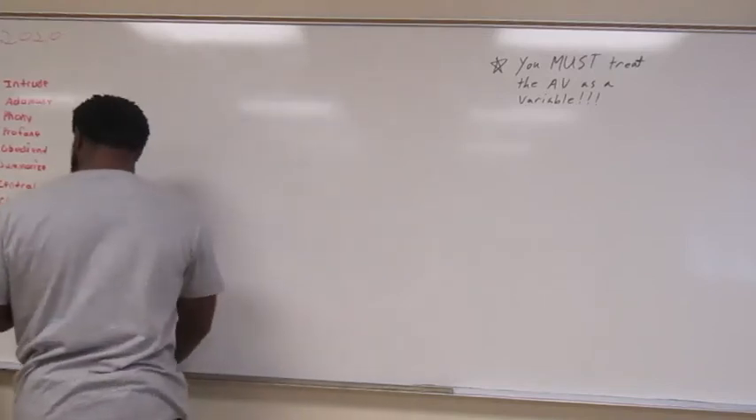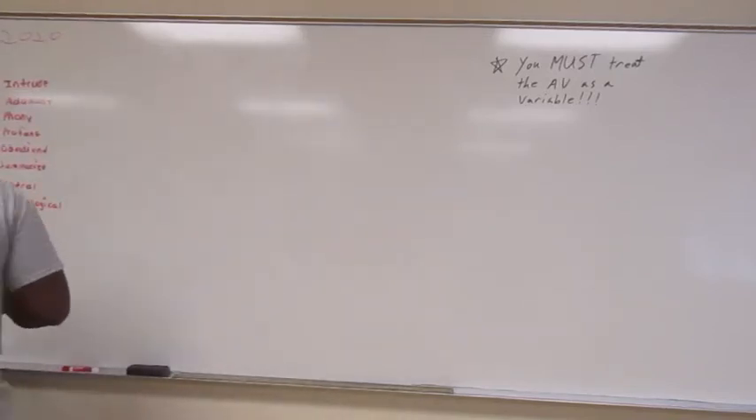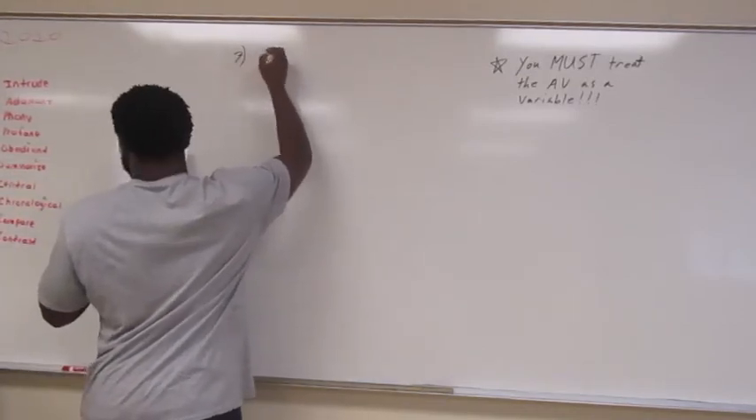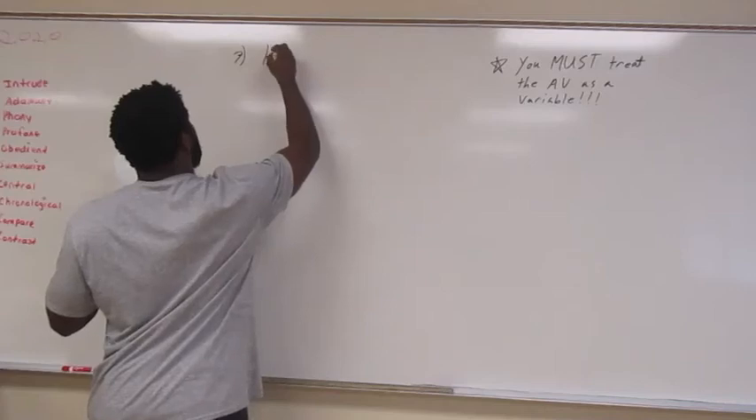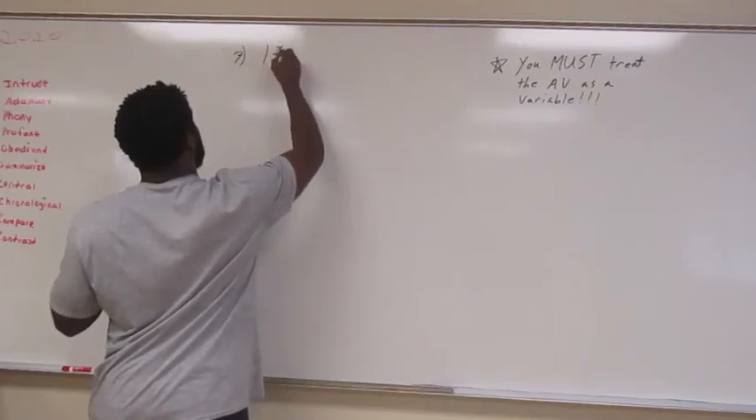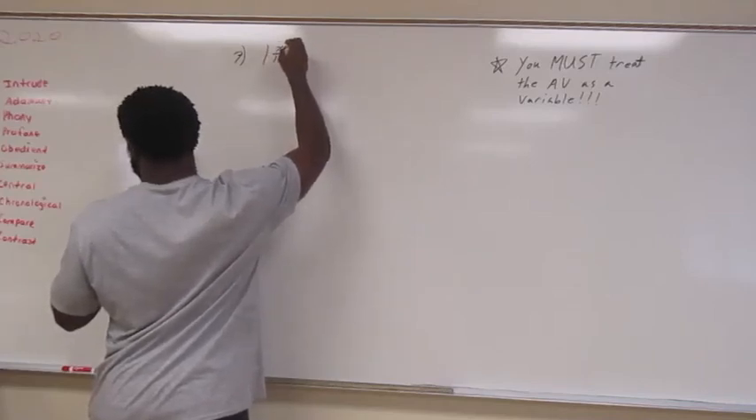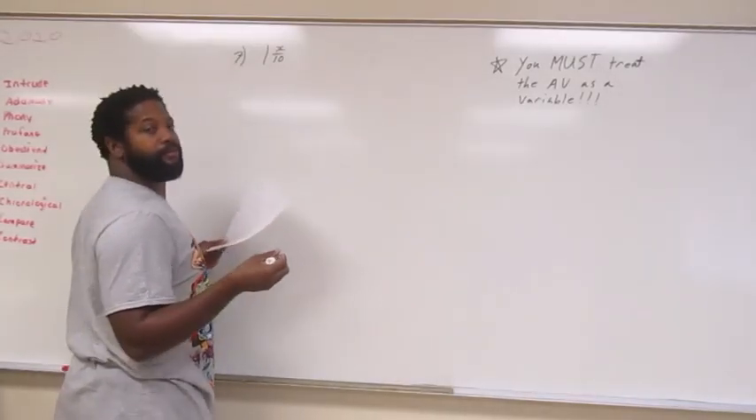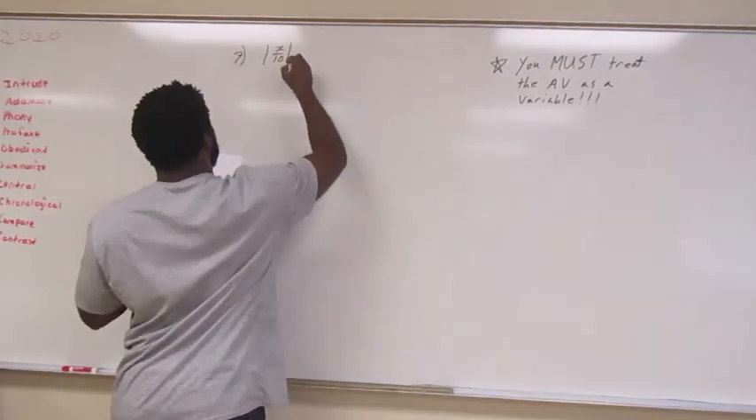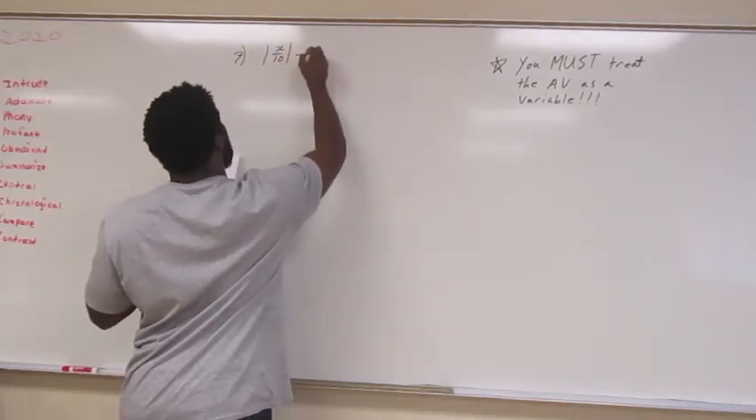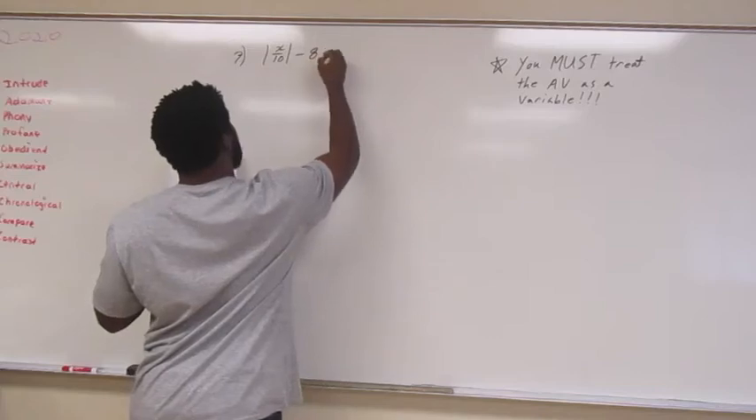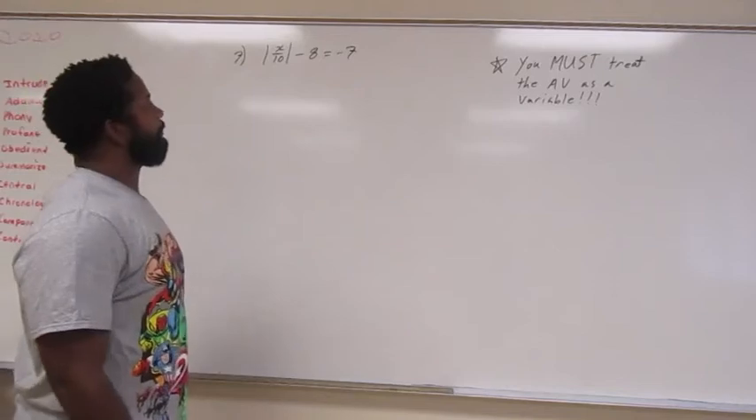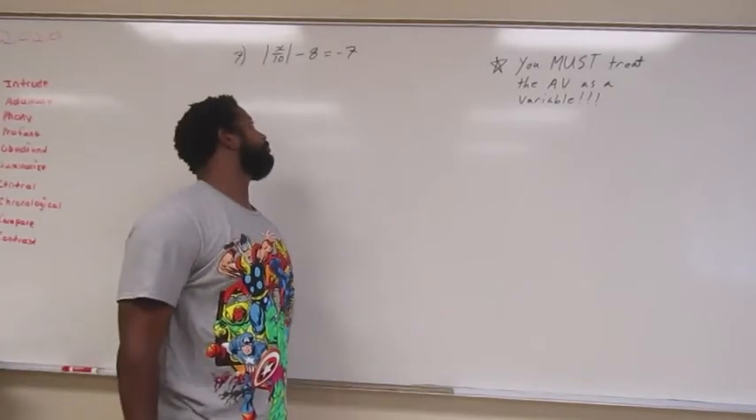Okay, so number 7 says absolute value of x over 10 minus 8 is equal to negative 7, right? So, this is what it looks like, right? Wait, are we skipping number 6? No. Yeah, because I've been doing nothing but odd numbers. 1, 3, 5. Oh, okay.